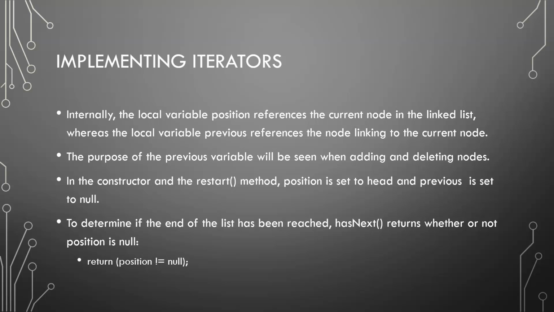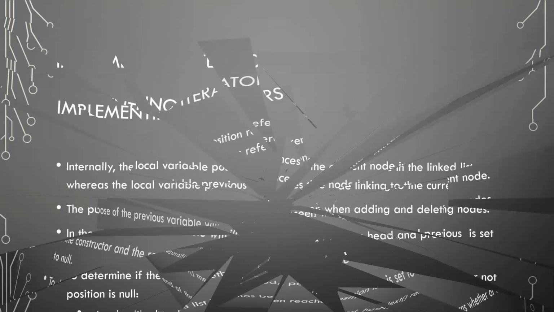So to determine if the end of the list has been reached, hasNext is going to return whether or not position is null. So if it looks at your current position and says, hey, this is null, well, obviously that has to be false, but we're going to return if position is not equal to null. It's either going to be true or it's going to be false.